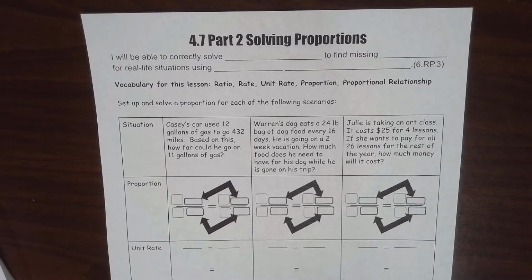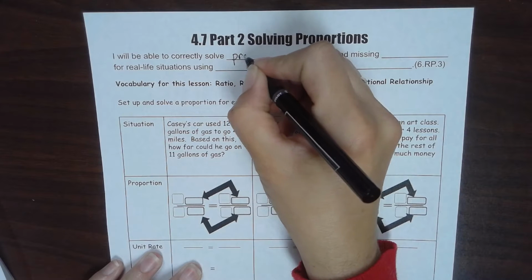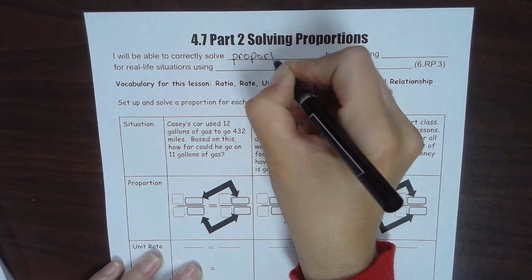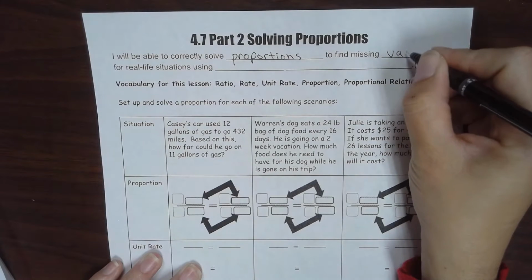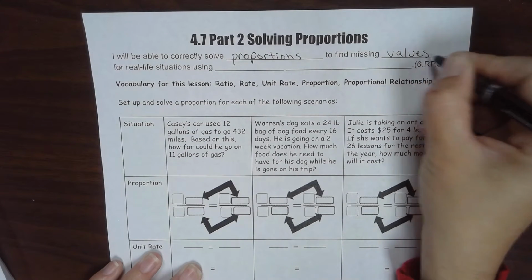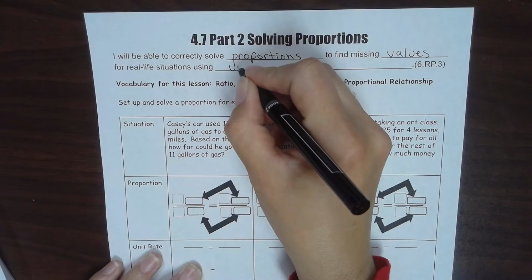Welcome back. This is lesson 4.7 part 2 journal: solving proportions. I will be able to correctly solve proportions to find missing values for real life situations using unit rates.